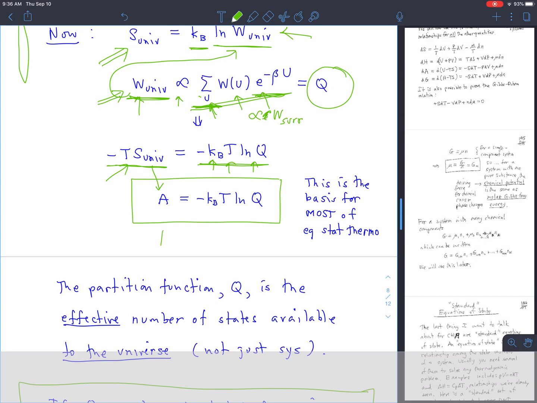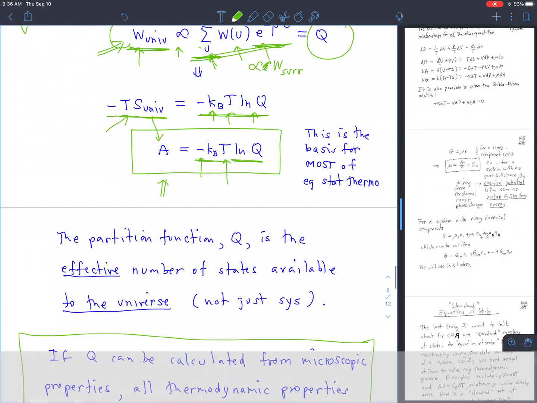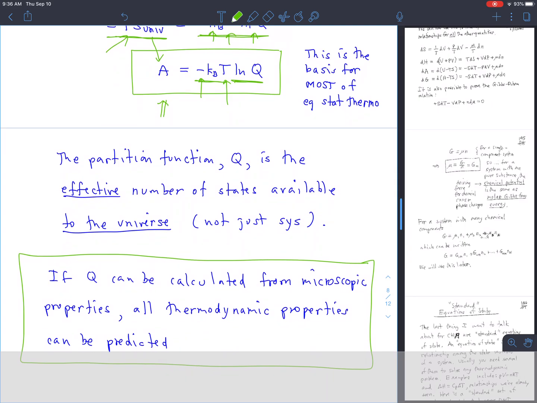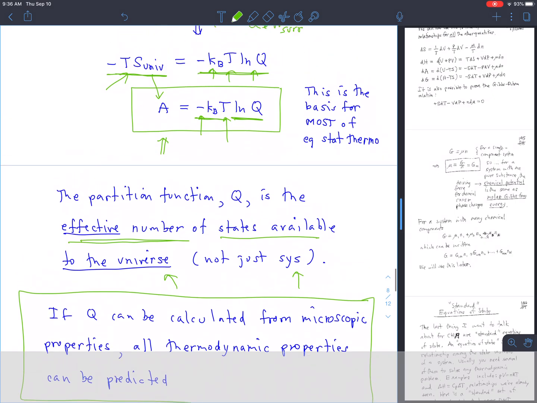And so we have that the Helmholtz free energy change for a constant temperature, constant volume process is equal to minus k_B T times the logarithm of the partition function. Notice there's an extra T in here now, and a minus sign. So the partition function, we said last time, was the effective number of states available to the system, but it turns out to also be the actual number of states available to the universe, not just the system. And hence its usefulness for calculating thermodynamic properties.